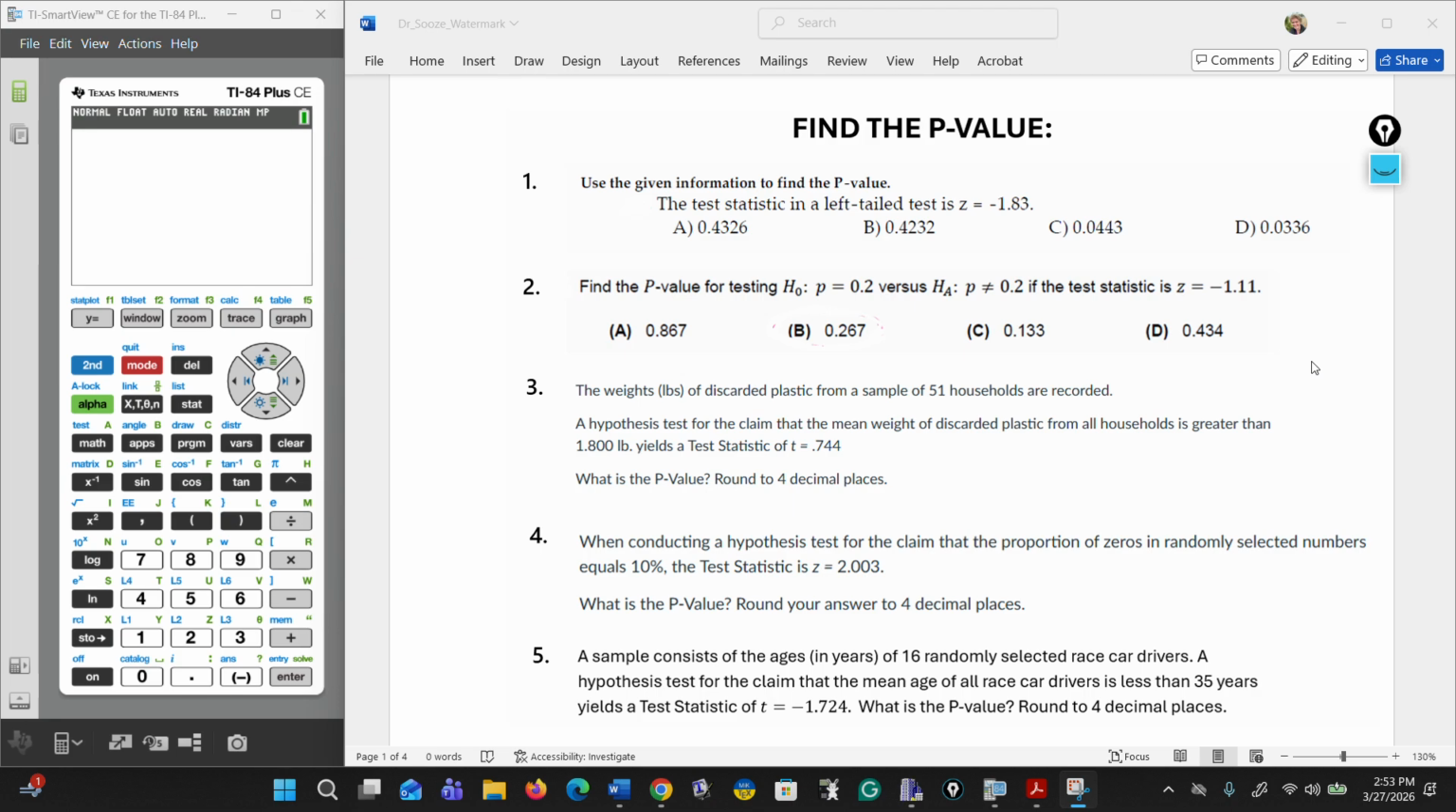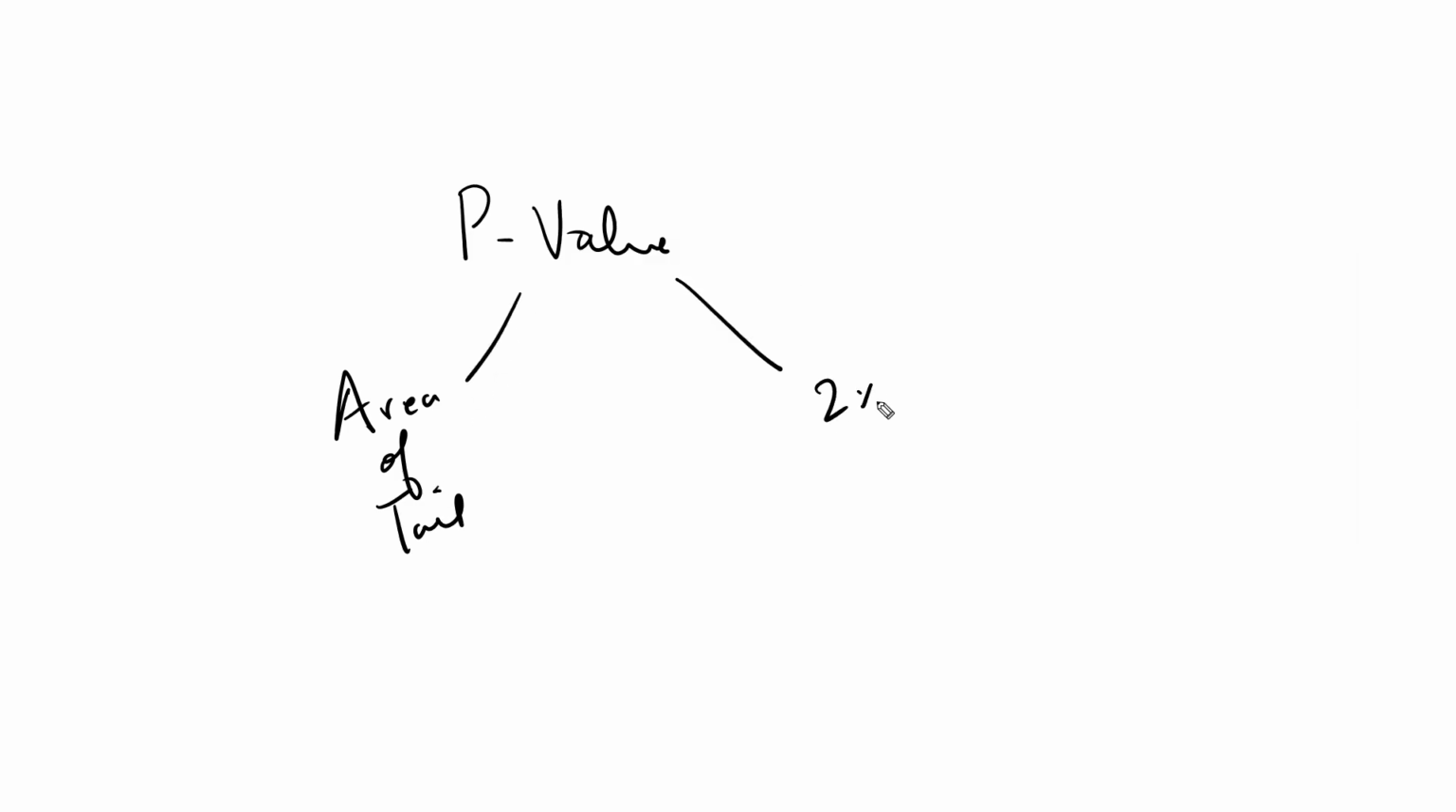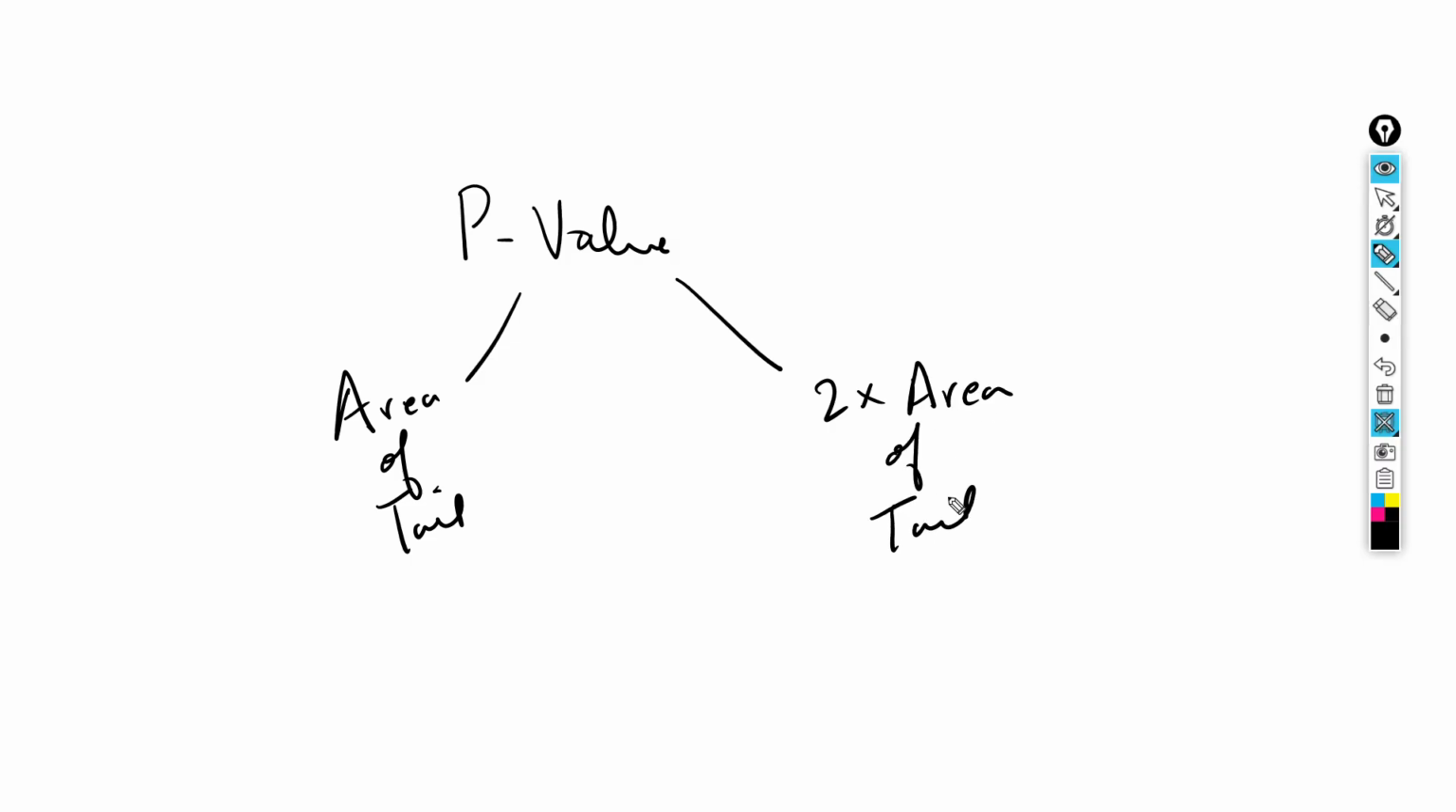In this video, we're going to be finding p-values. Let's make sure we're all on the same page about what a p-value is. A p-value is either an area of a relevant tail, or it's 2 times the area of a relevant tail. So a p-value is always going to be a positive number. Now, when do you use area and when do you use 2 times the area?